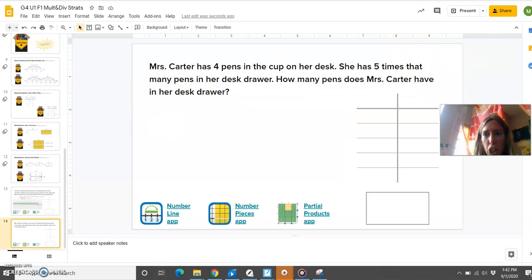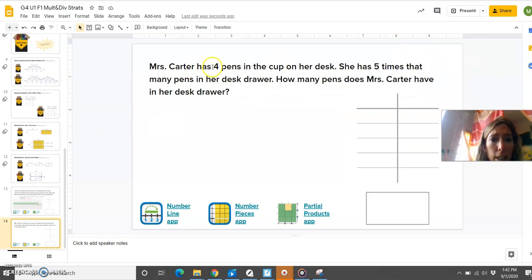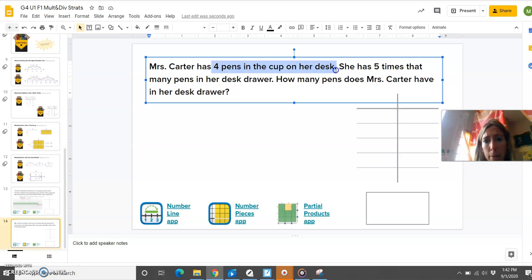Let's go to Miss Carter. Miss Carter has 4 pens in the cup on her desk. She's looking good. She has 4 pens. Thing is, Miss Carter, listen to this. She has 5 times that many pens in her desk drawer.